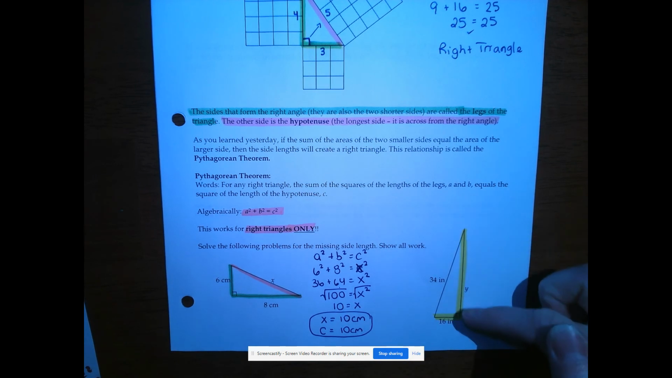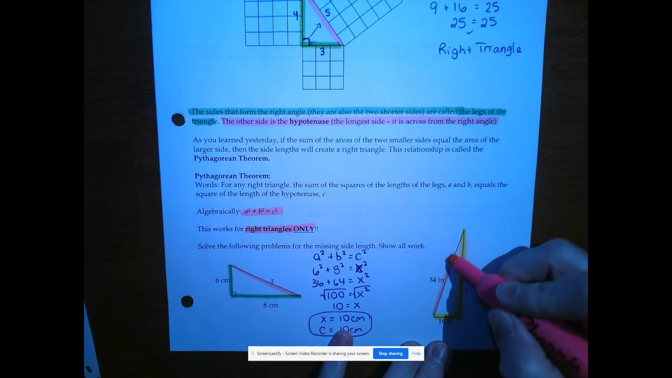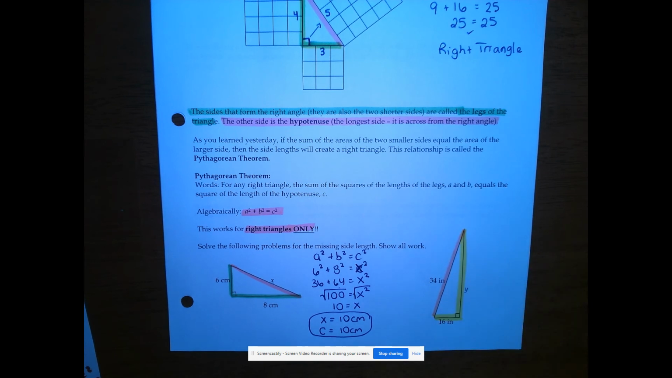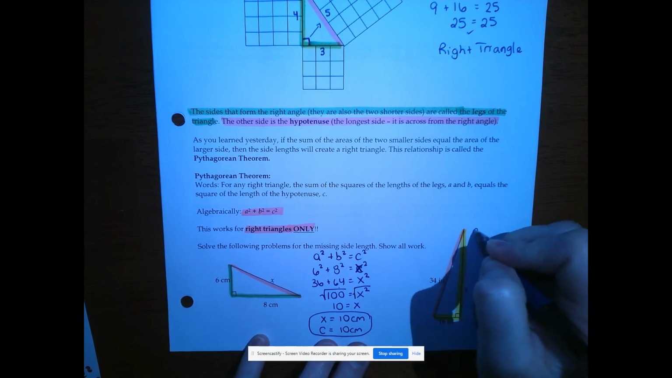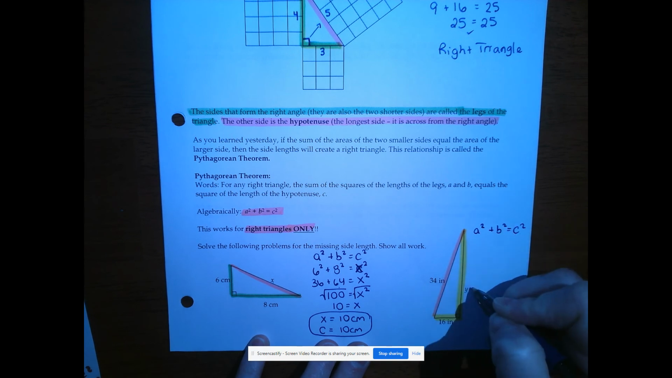So this side on the far right, the y, and this side labeled 16 inches, they're the two sides that make up the right angle. They're touching the right angle. The side that is the hypotenuse is the 34 because it is across from the right angle. We're going to use a squared plus b squared equals c squared to find this missing side.